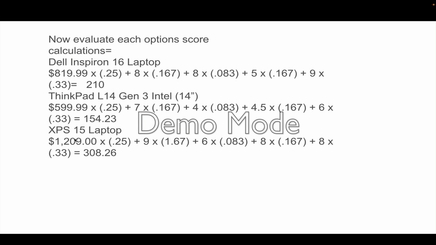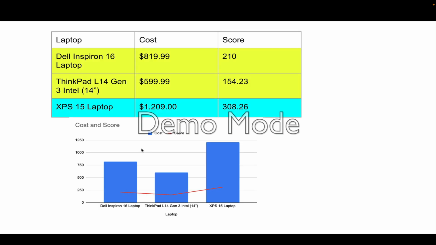So this is probably what I would choose, because I do value the processing power probably over everything else, and the price range is relatively all similar, although this is about double the lowest option, but it's also probably about double in the performance. And as we can see here, this one has the highest.